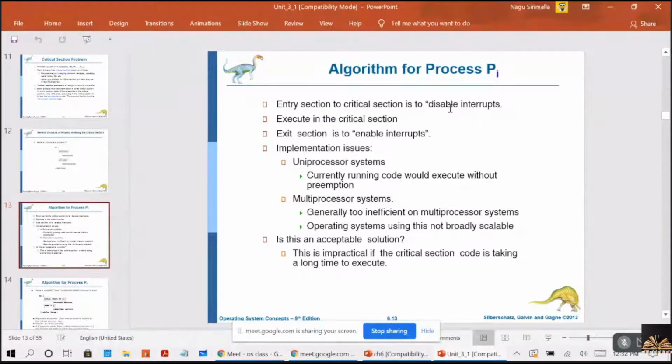So if you see the implementation issues, if it is a uniprocessor system, currently running code would execute without preemption. In a multiprocessor system, this algorithm is generally too inefficient. Why? Because when you have multiple processors, multiple processes will be getting executed and the other process may not be knowing about the critical section. So without knowing, it may allow the other process to enter into the critical section. That is not what our algorithm should allow, right?